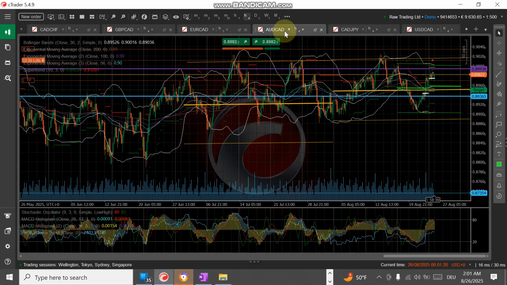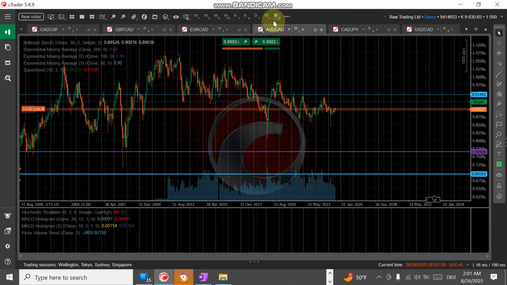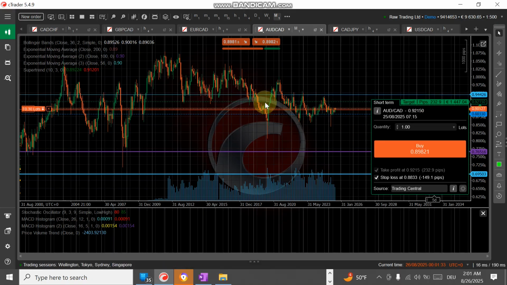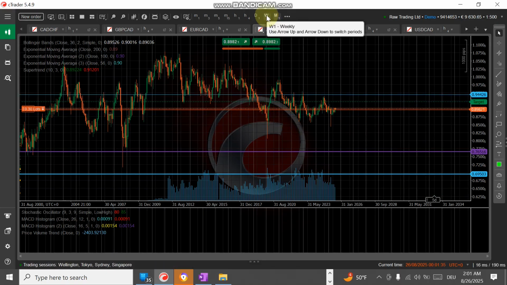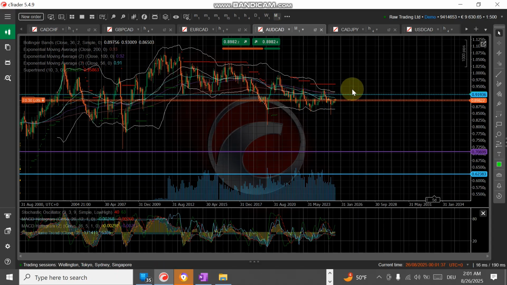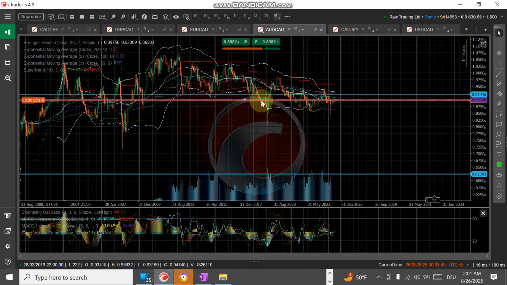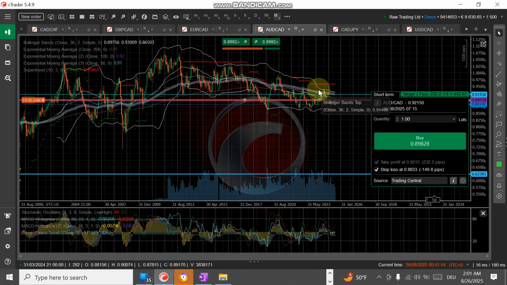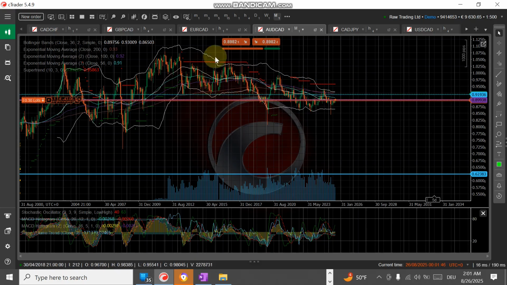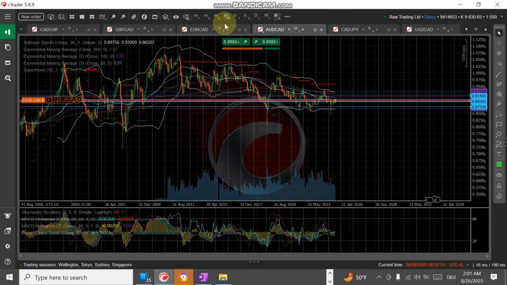Next, AUD CAD. For AUD CAD I didn't put any order in, and perhaps I haven't got time to do every pair yet. I need to look at the weekly and put all the lines in, and the computer is very slow. Okay, it's loading up and not complete loading. Anyway, it's pretty slow. That's why I haven't had time to get to AUD CAD yet.